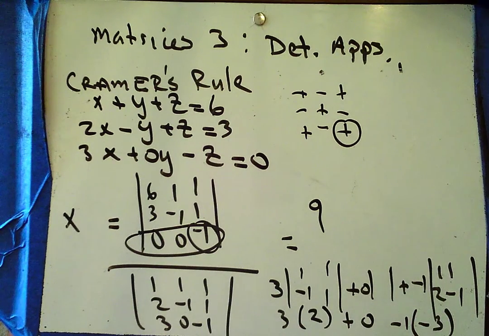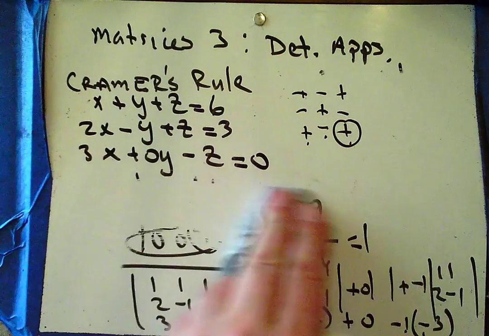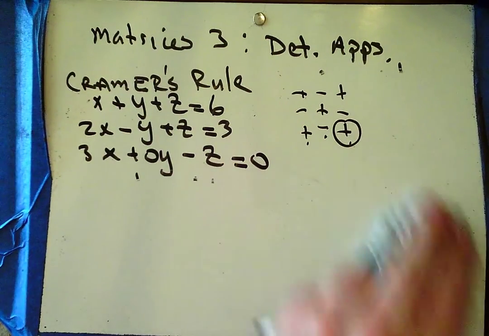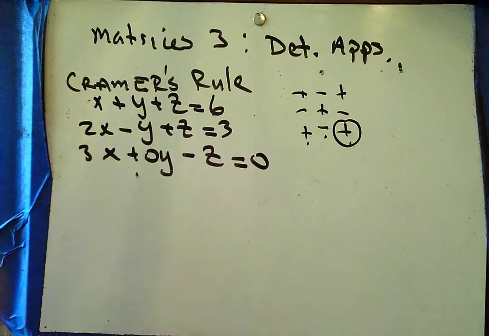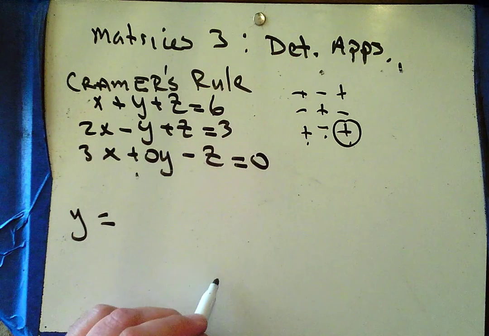Don't forget your cofactor fabric. We're expanding along this row, so this is going to be plus minus plus. This times a positive, this times a negative, this times a positive. And so we end up with 6 plus 3, which is 9. We get 9 over 9, or 1. Done. Why don't you find the y value? Y equals, using Cramer's rule.